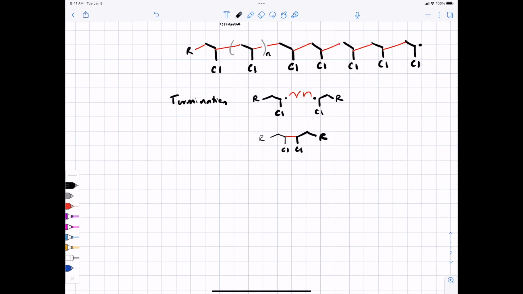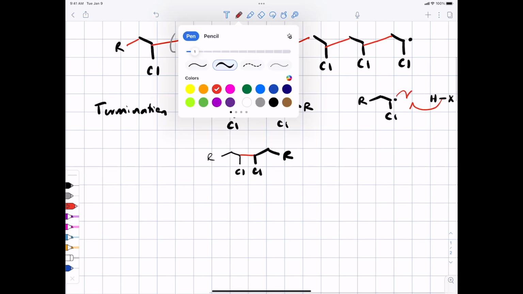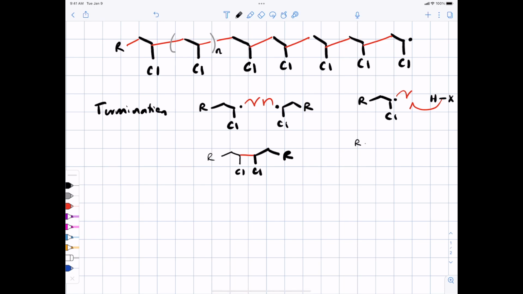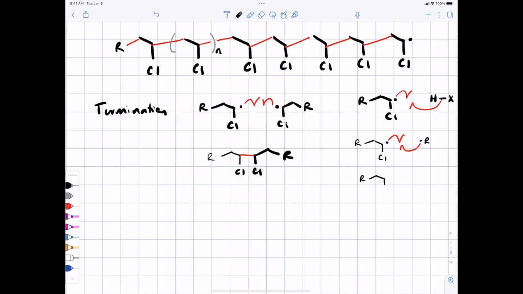Alternatively, I suppose one of the long chain radicals could pull a hydrogen off of something. I'm not sure what that something would be, so I'm just going to put an X there, but you could have sort of hydrogen abstraction. Or alternatively, you could imagine one of the initiators finding the long chain radical to give you something like that.